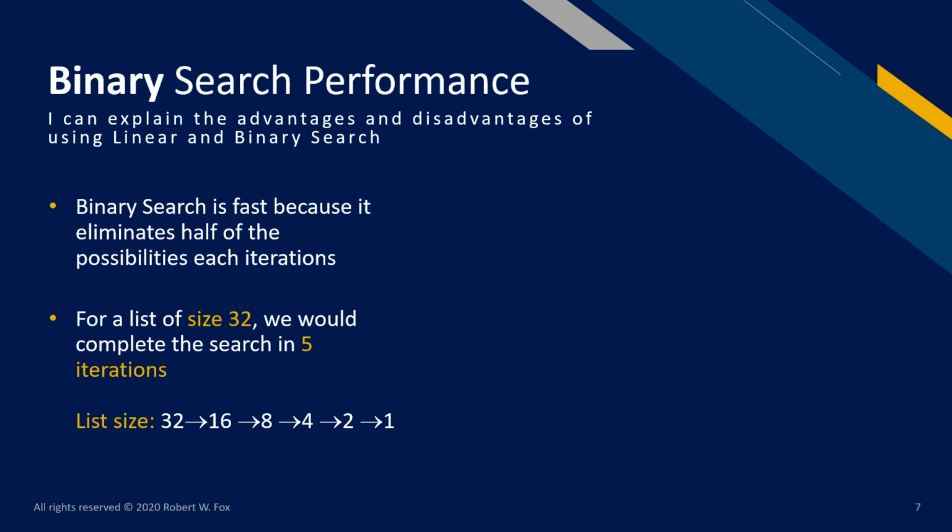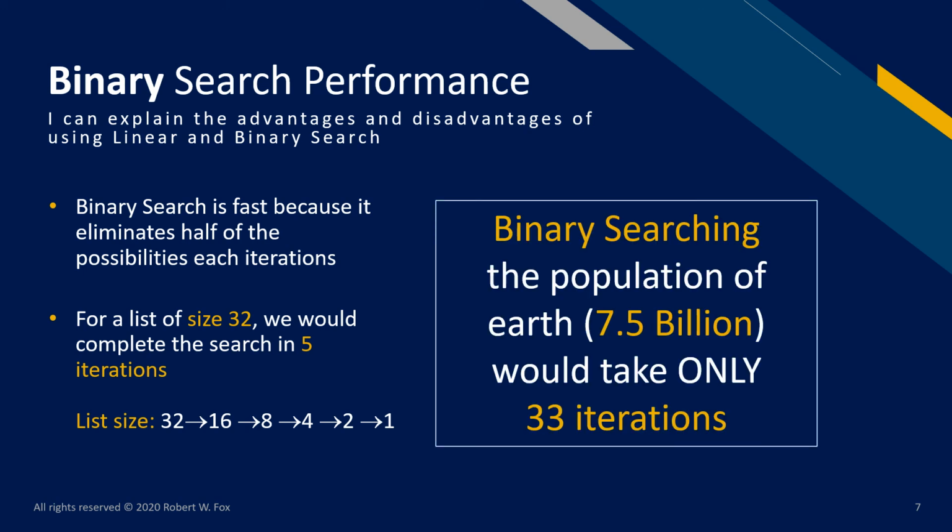Of course, with linear search, worst case, it would take 32 moves. So binary search is a little faster there. But the thing about binary search is it gets better and better the bigger your list is. So let's say, for example, you wanted to search the entire population of Earth, which is 7.5 billion people. Well, it turns out that with binary search, that would only take 33 iterations. And with a linear search, worst case, it would take 7.5 billion. So that cutting in half for large lists is incredibly, incredibly efficient.